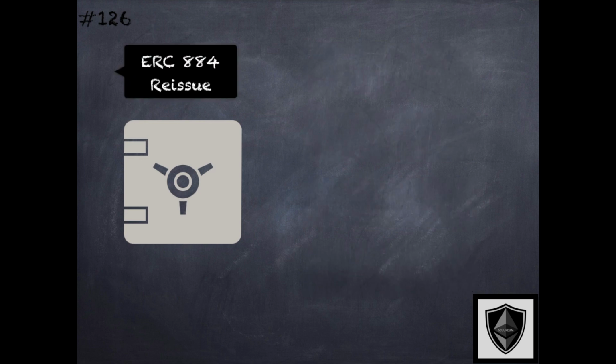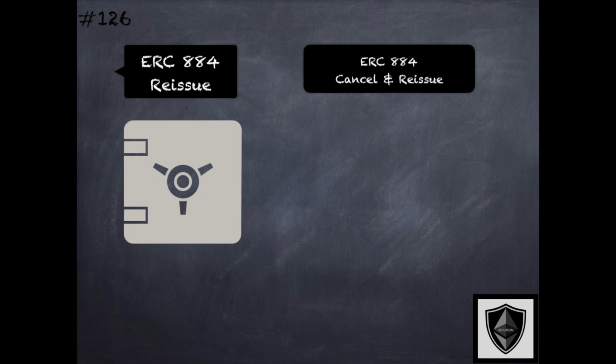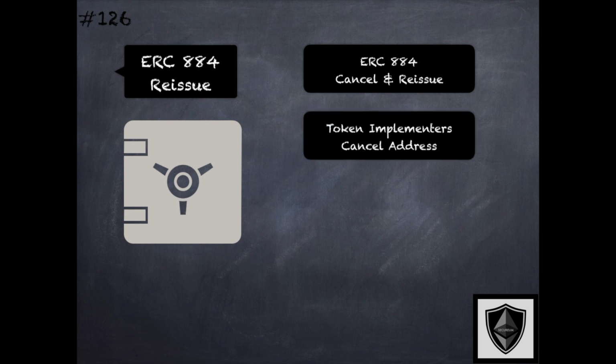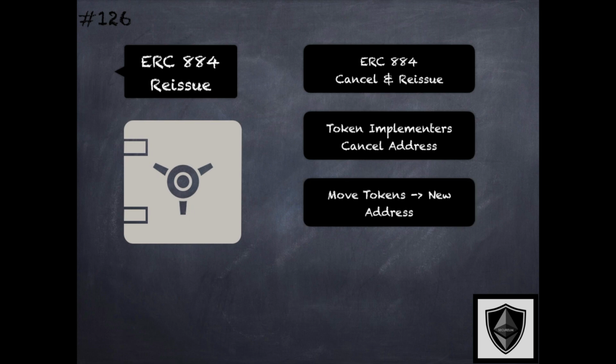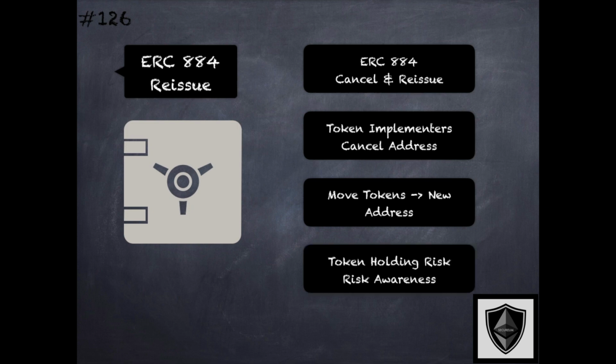ERC 884 is another token standard that introduces yet another interesting security aspect. In this case, this token standard introduces the notion of cancelling and reissuing. And what this means is that the standard defines actors known as token implementers who can cancel addresses in the context of a contract that implements the standard. And in that process, what these implementers do is that they move any tokens owned or held by those addresses to a new address while cancelling the older address. And this, as you can imagine, from a user's perspective, introduces token holding risk, because if you are holding certain number of tokens in a particular address, then the token implementers could move those to a new address and cancel your existing address.